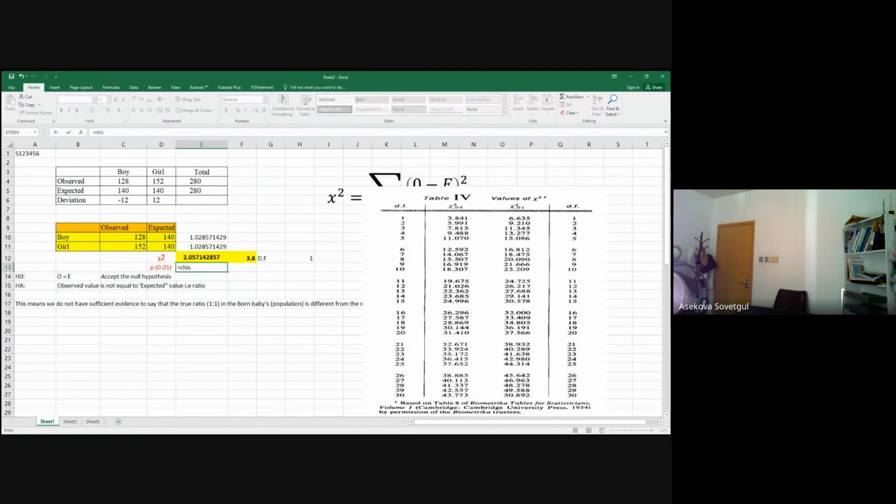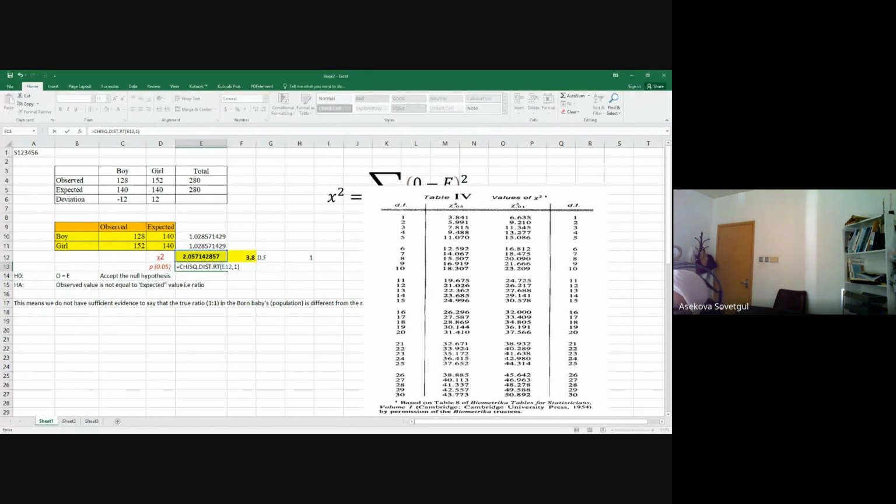Chi-square. Do you see? There are some options that appear. Just click the second one, CHISQ.DIST.RT. Click twice. It is asking for your chi-square obtained value and your degrees of freedom. In our case, our chi-square obtained value is 2.05, or 2.06 if you round off. You can type it or plug in that cell, comma, degrees of freedom is 1. Close the bracket. Enter.